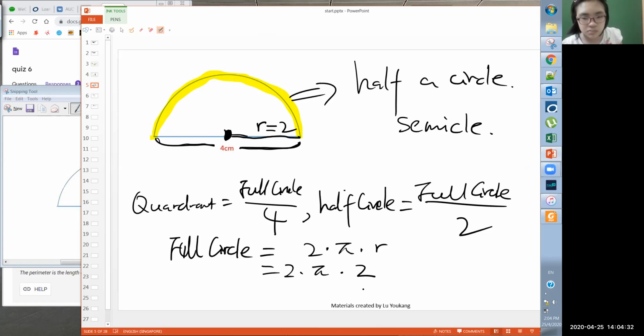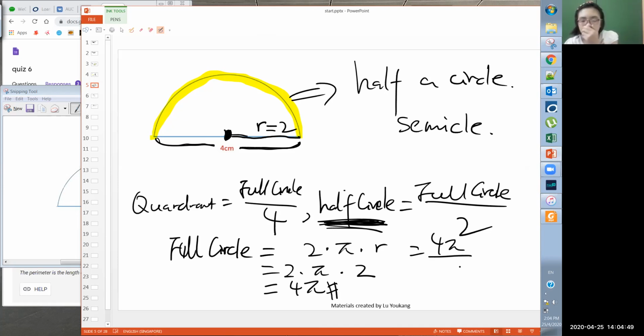So the full circle is 4 pi. We want the half circle, right? So it means full circle divided by 2. So the half circle is 2 pi. Then that means this yellow color one is 2 pi.